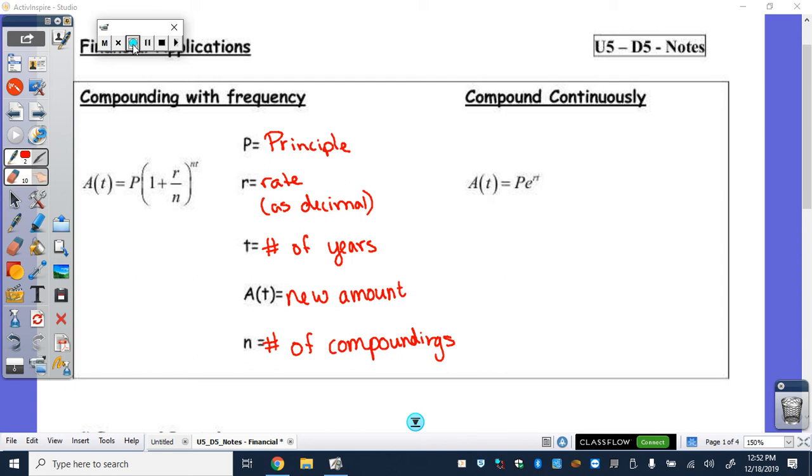So now we're going to switch and do some financial problems, in which case you have two different formulas to use when you deal with that kind of problem. Both of these you need to memorize. They are not given to you.